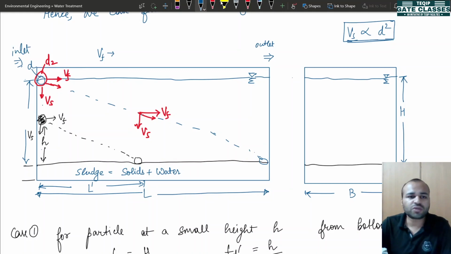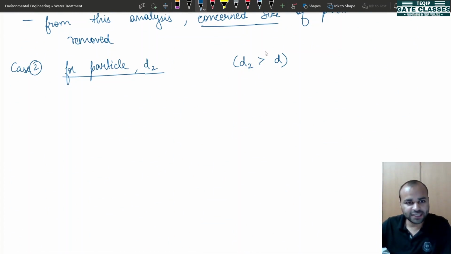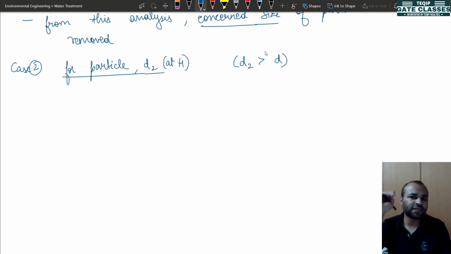So let us also try to find out the same thing mathematically. Let us prove it also. So for the particle D2, which is also at the same height, whenever we are comparing two things, we need to consider that all other parameters remain constant.